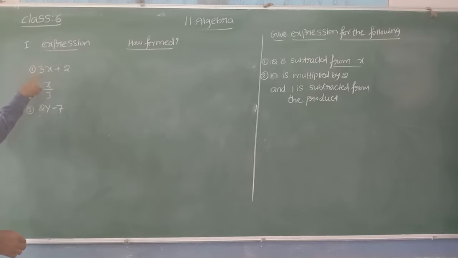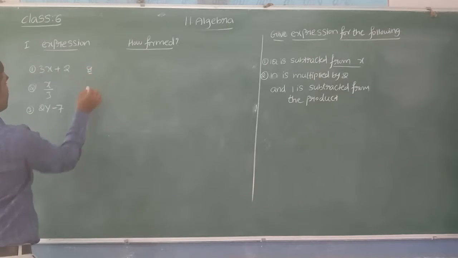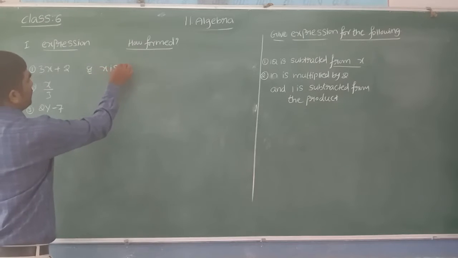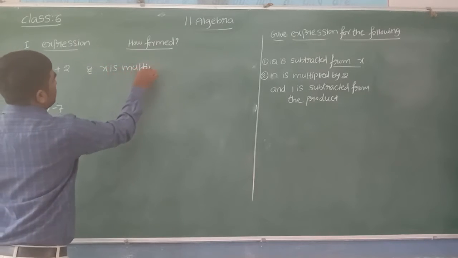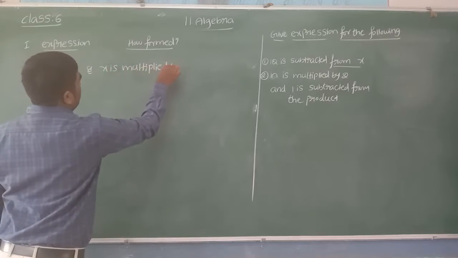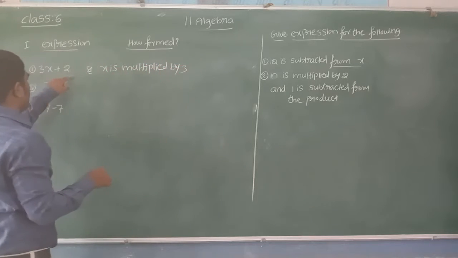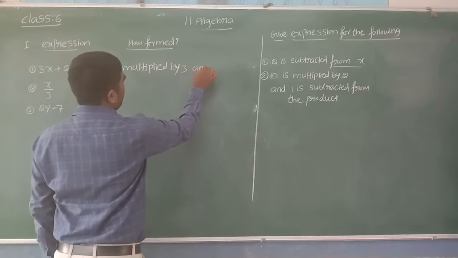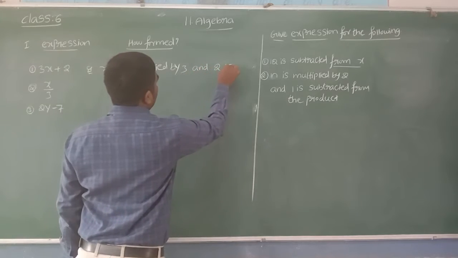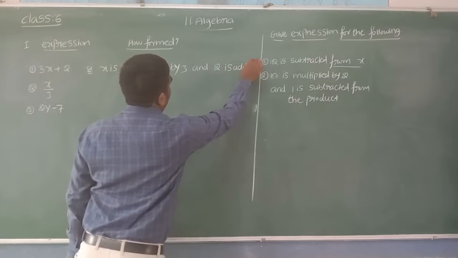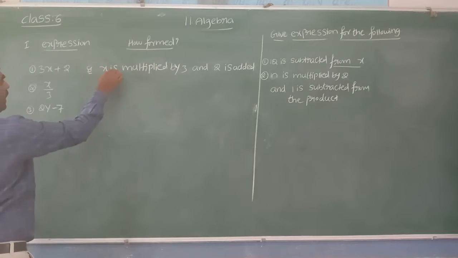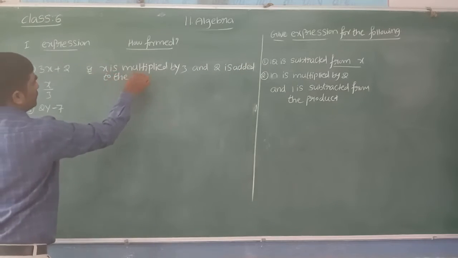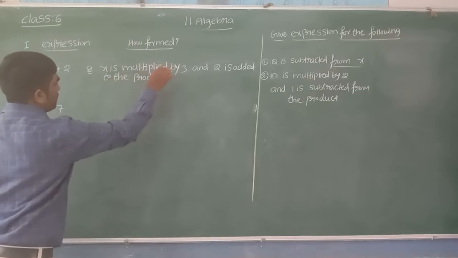First, x is multiplied by 3 and 2 is added to the product. X is multiplied by 3. We can write it here: x is multiplied by 3, and 2 is added to the product. So like that we can write the statement.